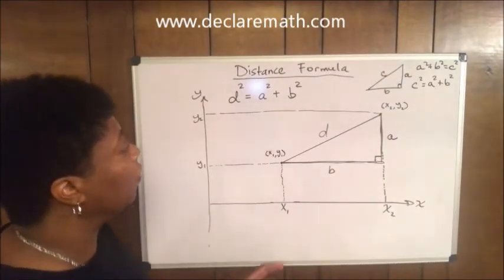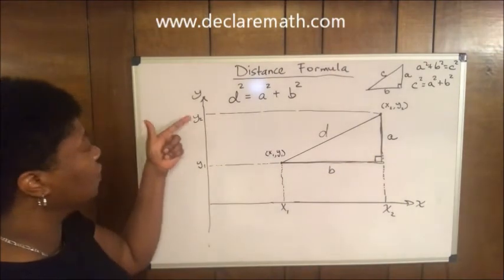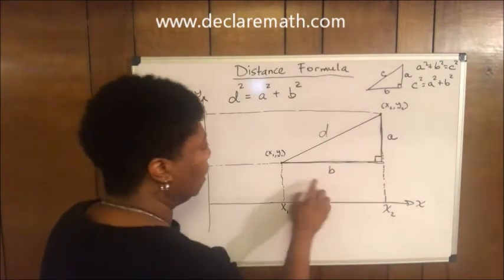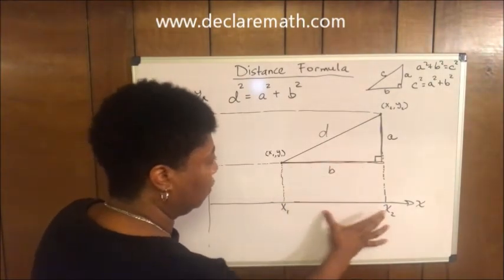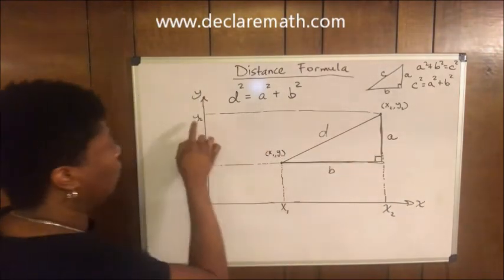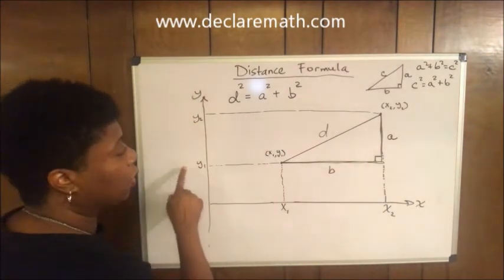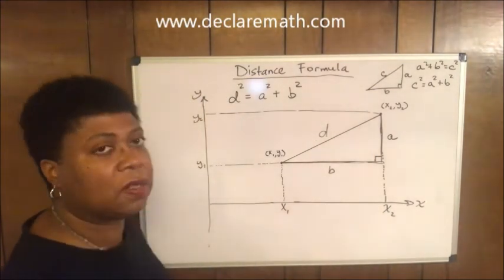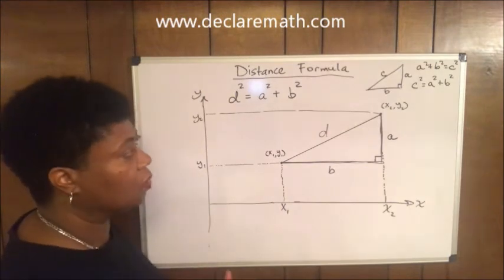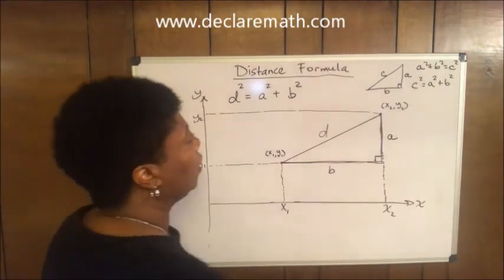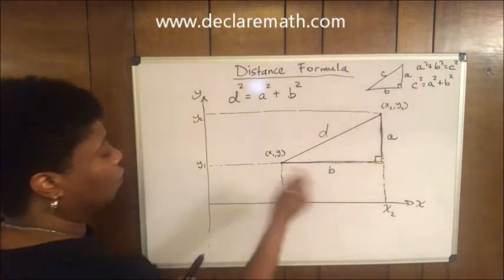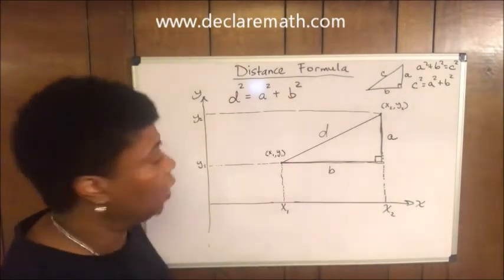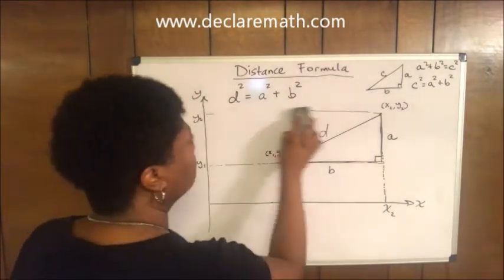In our case here, a is going to be this distance here, and b is going to be this distance here. So that means that a would be the difference in the y-coordinates, and b would be the difference in the x-coordinates. Technically, it's the absolute value. But anyway, essentially what we're going to do is plug into this equation the values of a and b.